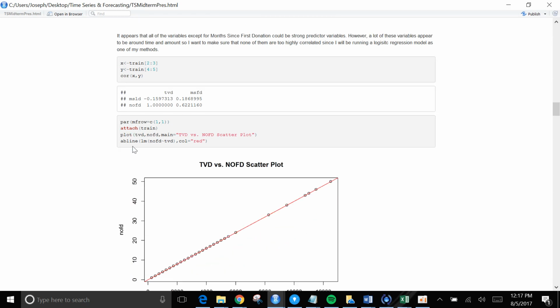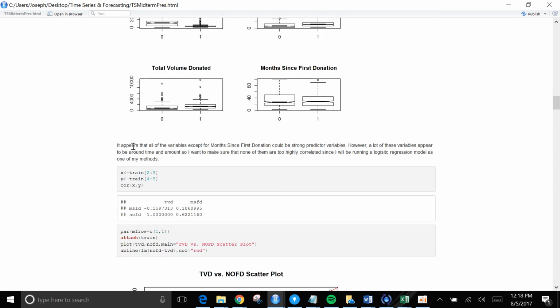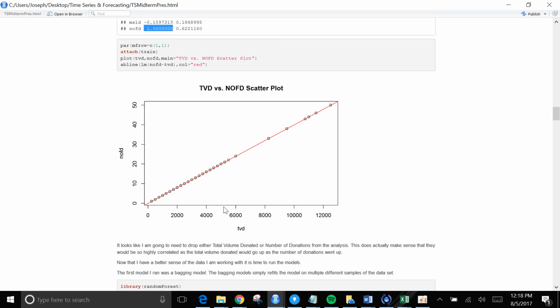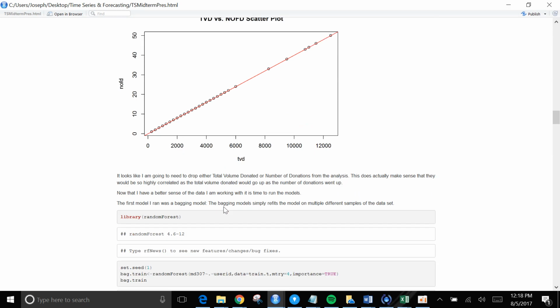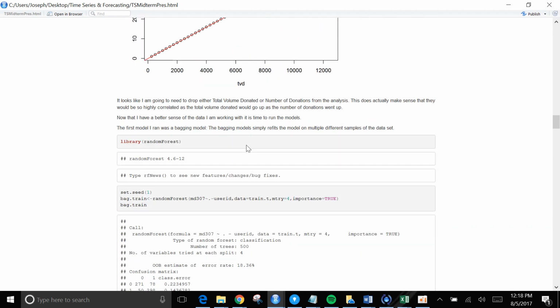Next, I checked the correlation between the continuous variables just to make sure that we were not going to run into any issues with that. And as I suspected, total volume donated and number of times donating are exactly correlated, 100%, as we graphed out. So we'll have to keep that in mind when running a logistic regression and drop one of those, since it won't work with the singularity.